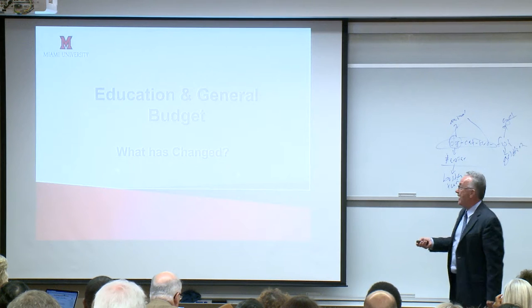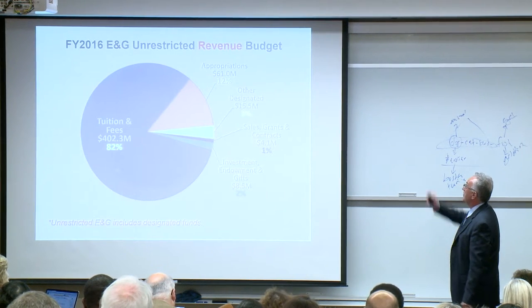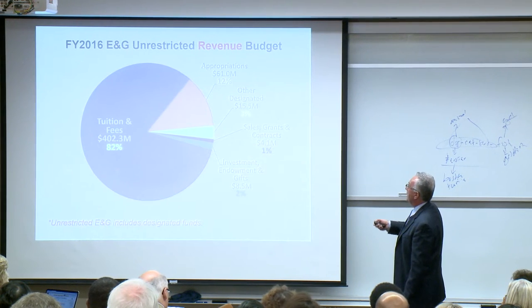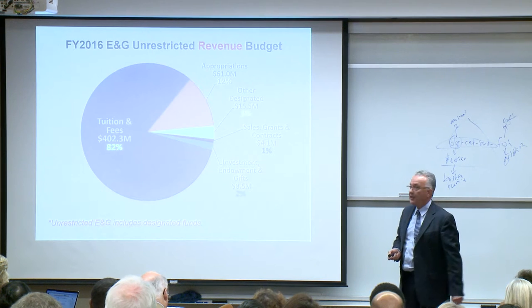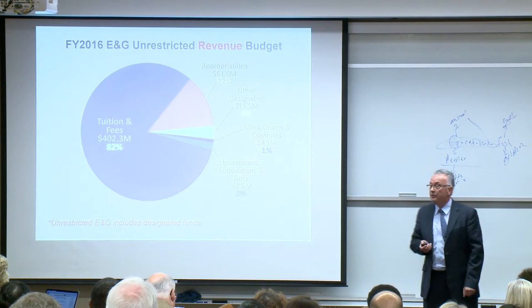So what has changed? And a lot has changed. This is what our budget looks like for the current year, how it's proportionally broken out by the sources of revenue that generate that budget. You can see the vast majority of that comes from tuition.